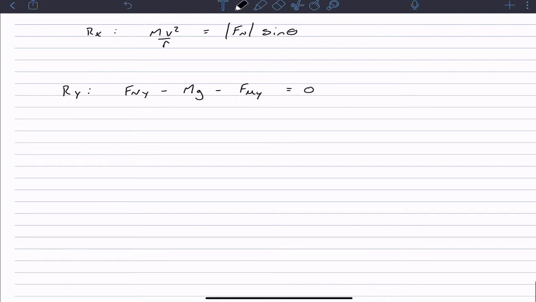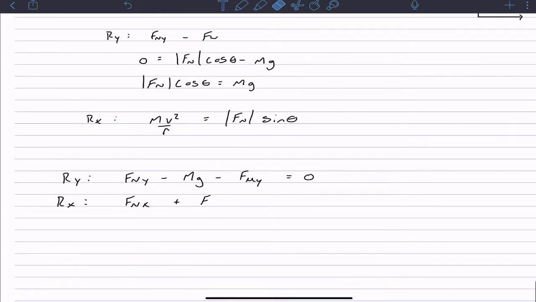So now let's do x real quick before we break everything down. We have our normal force in the x direction. We're going to have our centripetal force. Oops. Sorry. Our frictional force in the x direction.